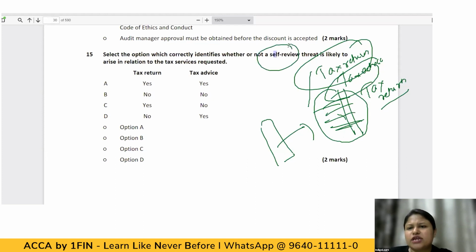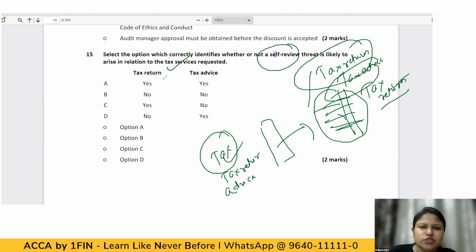So obviously the self-review threat will not be on a tax return. But the self-review threat will be on tax services, because of provision for taxation and all. Here obviously these are going to be financial statement matters. And if the tax provision has to be evaluated, the auditor will obviously consider it to be correct, because he has done it for you. So the self-review threat will be for advice, but not for the tax return.